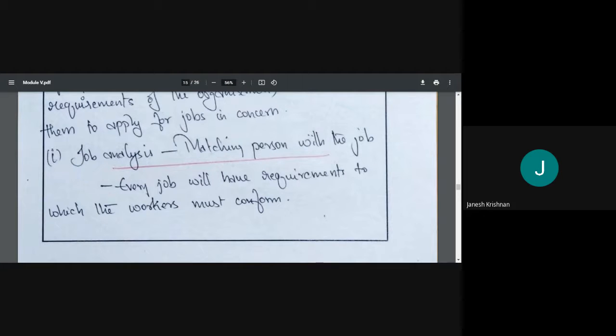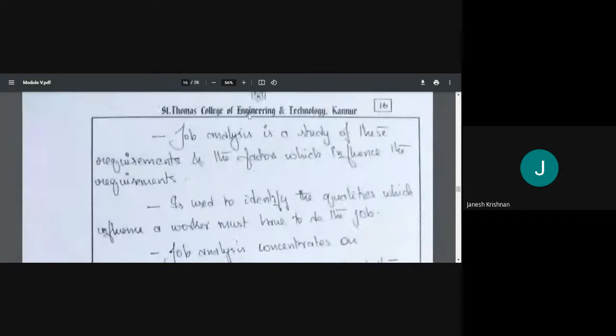Job analysis is the study of these requirements. What do we mean by job analysis? It means we are studying the requirements for a particular job. For a loading and unloading worker, you should be physically able to do it. A mathematics professor should be well versed in mathematics theory. Whichever area he has specialized in, he must be very well versed in that particular area.